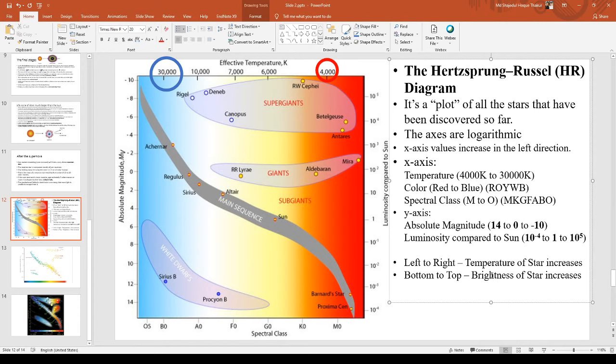Now, if you have forgotten the scale of absolute magnitude, then you will not understand why this is the case. How is the brightness increasing? Remember, the absolute magnitude scale is an inverted scale. The more negative, the brighter. The more positive, the less bright. Zero is somewhere in the middle. Okay?